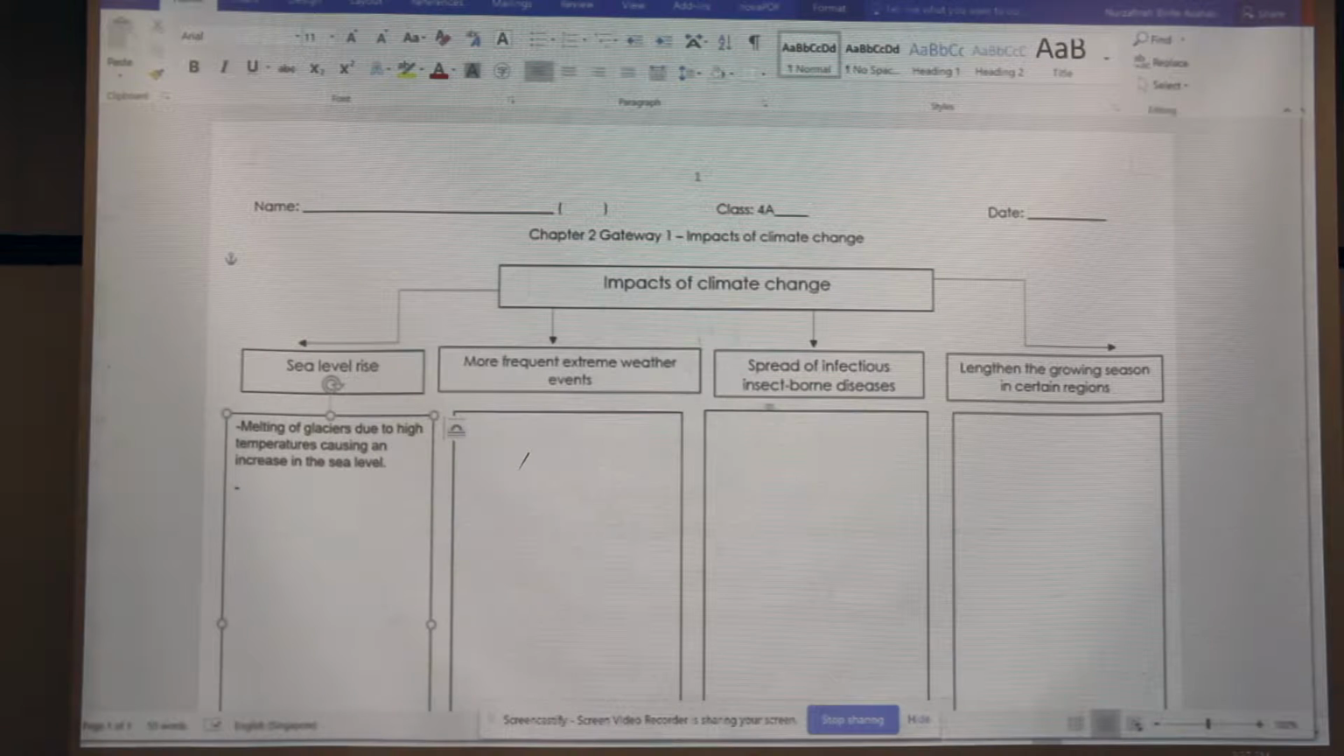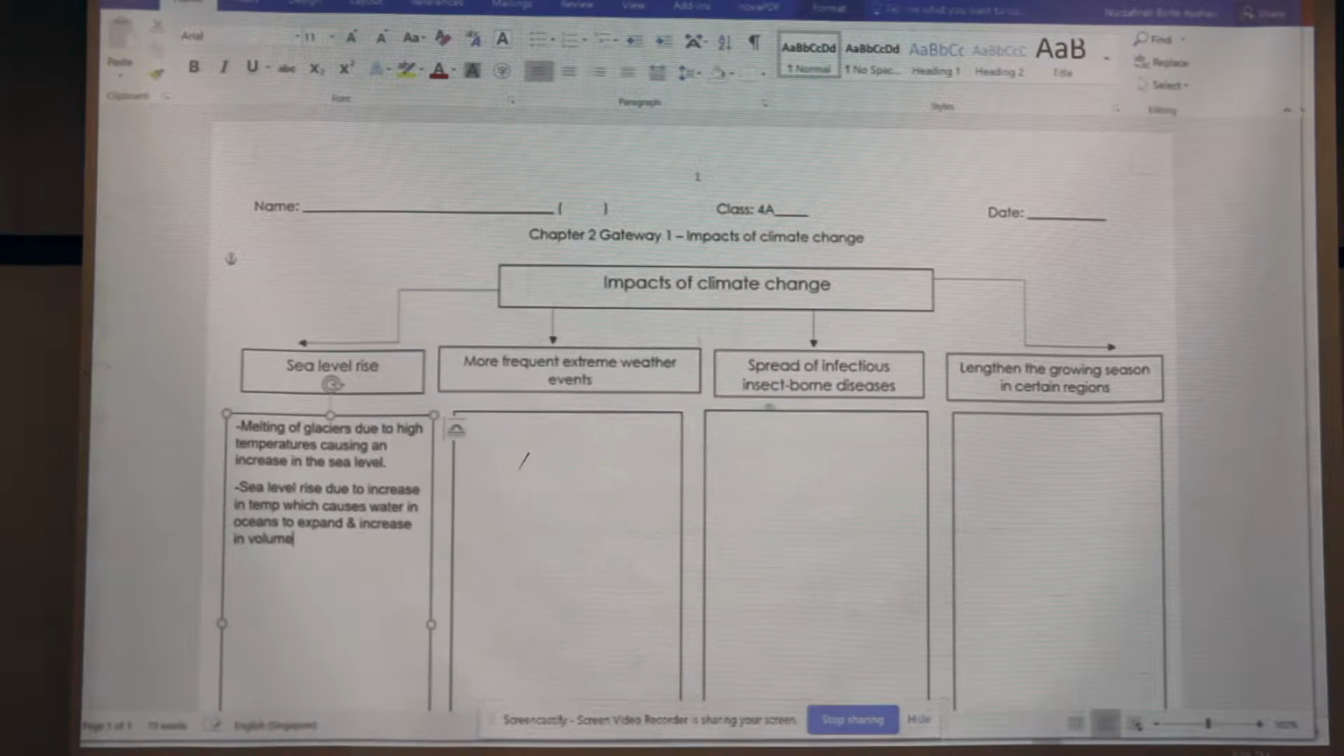Okay, when we have a higher temperature, what happens to the water in the ocean? They will actually heat up, right? When they heat up, they actually expand. And when they expand, they will increase in volume. Good. So that's another way in which your sea level rises. Sea level rise due to increase in temperature, which causes water in oceans to expand and increase in volume.